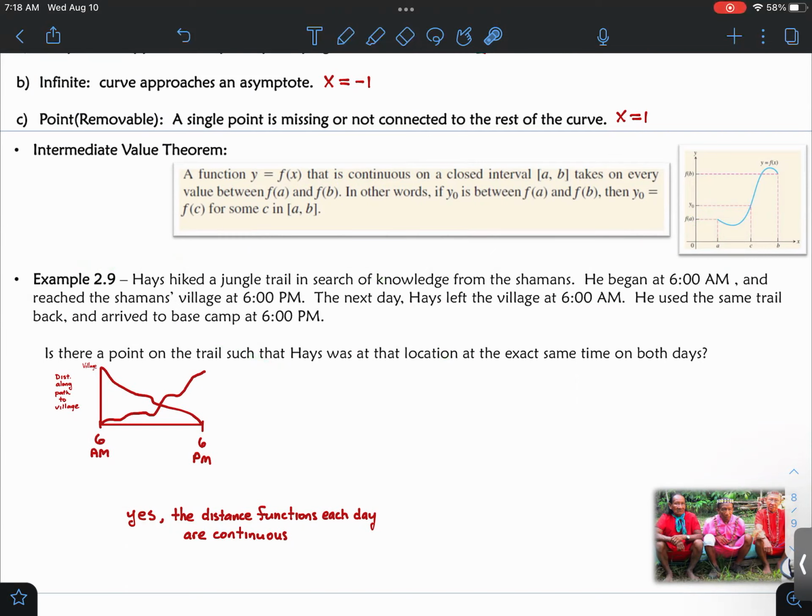And then I have a quick little example that you can look at that uses that theorem to prove that if you hike a certain trail one day and then you hike it the next day, across the same time intervals, there's going to be at least one point where you're at the exact same point on one day as you are the next day.